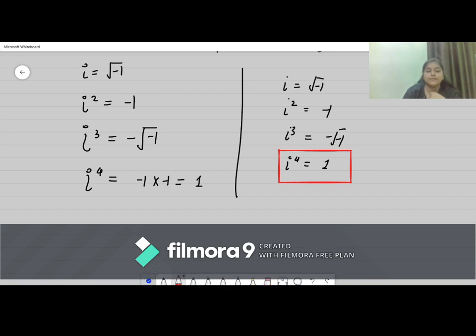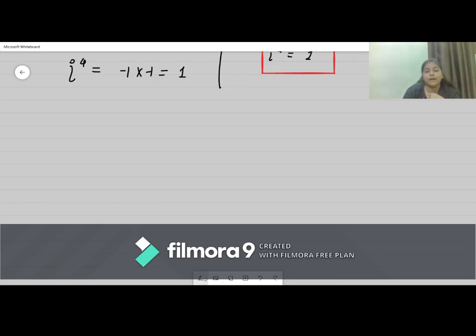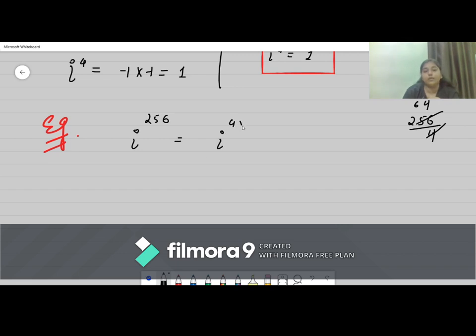Now, for example, let us look at this. Let us solve an example. If I give you iota to the power 256, what are you going to write it as? Is 256 divisible by 4? 4 6s are 24, 4 4s are 16. Yes, it's divisible. It is iota to the power 4 into 64, which can be written as iota to the power 4 and whole to the power 64.